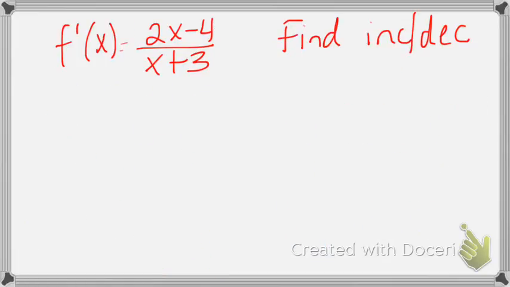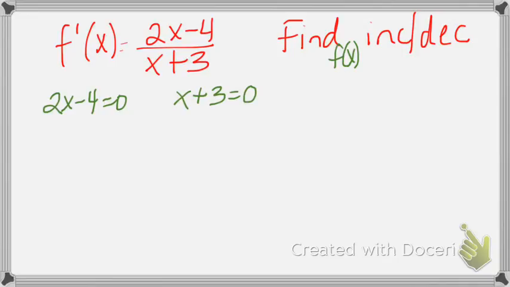Alright, here's another one. And on this one, I want to find where f of x increases or decreases. Now the good thing on this problem is that I've already found the derivative for you. It doesn't matter what the original equation is on this problem because the important part is figuring out where increasing and decreasing is. So you take the first derivative, you set both the top equal to 0 and the bottom equal to 0 because that helps you find all the critical points.